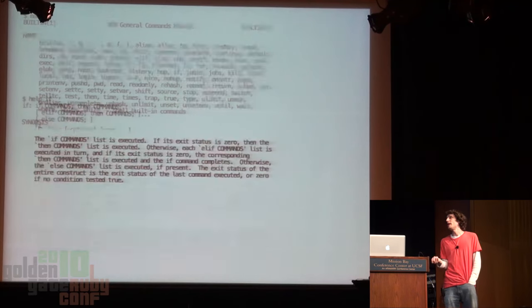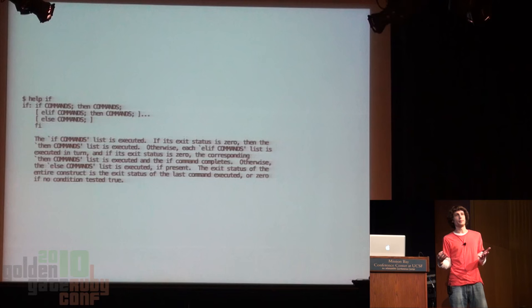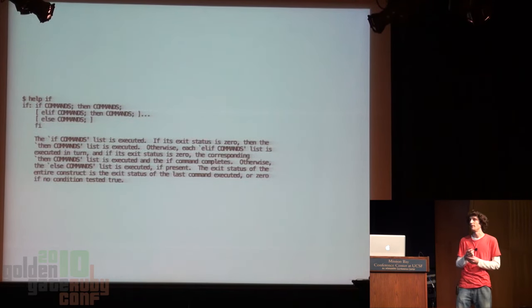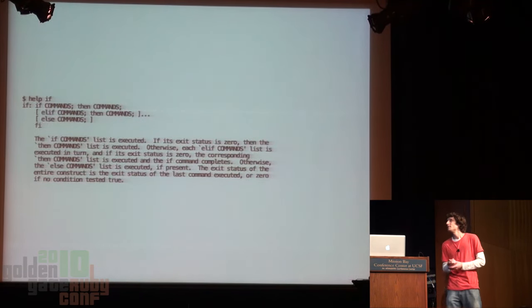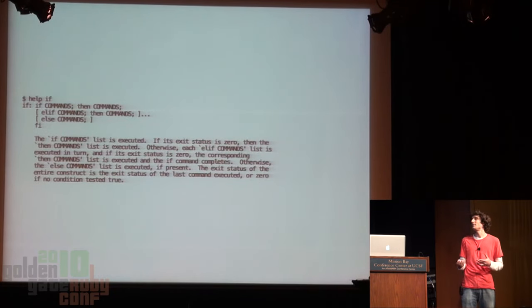So let's say you happen to know that bash has help built in. For anything that's part of the primitive or base language, you can say help and then that language element, and it'll give you a short synopsis. And then you'll get this: if commands; then commands; else commands; fi. At first it doesn't seem too helpful. You read in the description, if commands list is executed, it says zero. And it doesn't really seem like this is helping you that much.